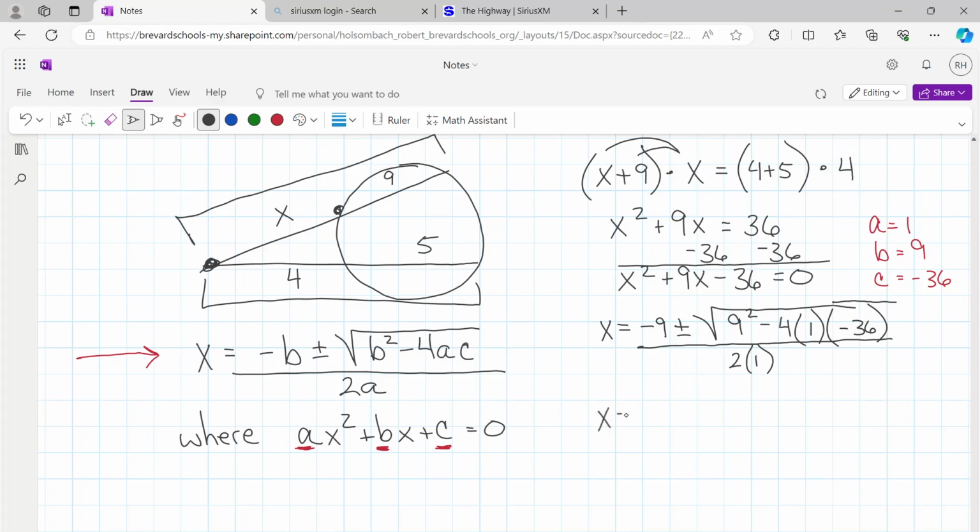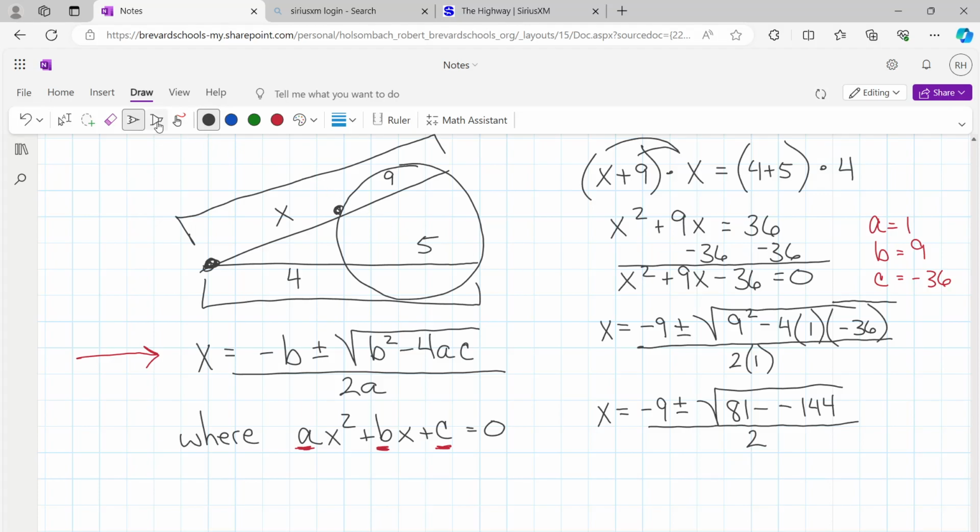So we've got an x that's equal to negative 9 plus or minus the square root. Now, underneath this radical, we've got 9 squared, which is 81, minus 4 times 1 times negative 36, and I get negative 144. We're going to divide all of that by 2 times 1, which is 2.